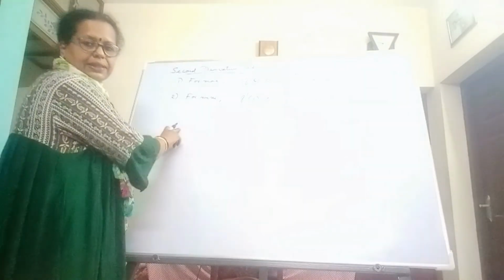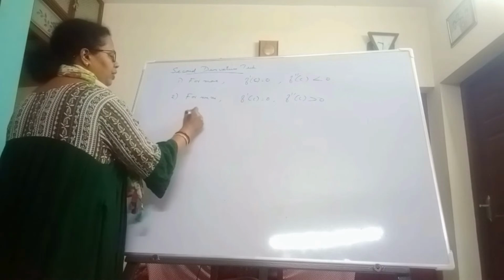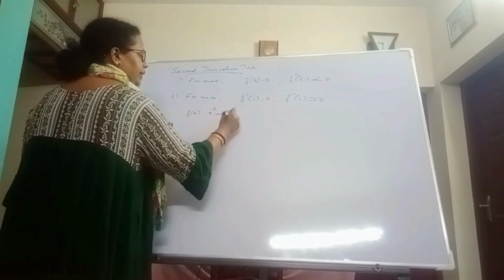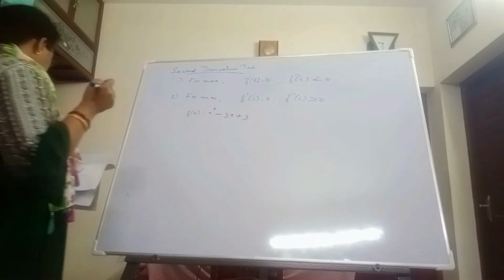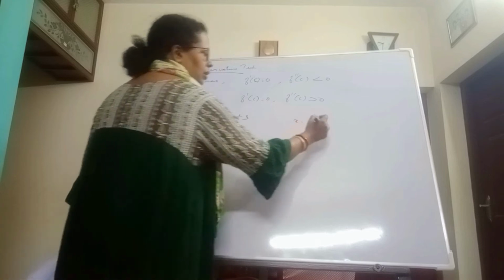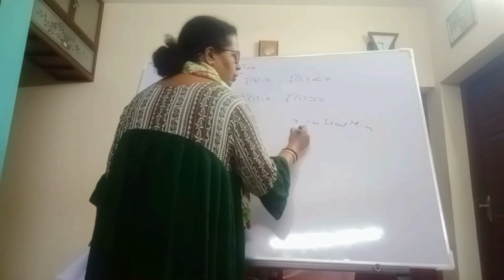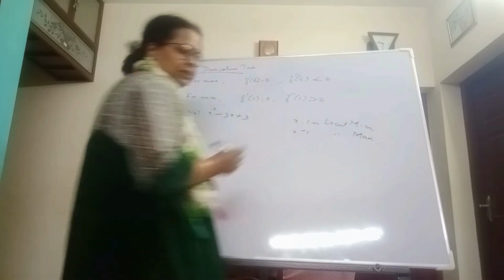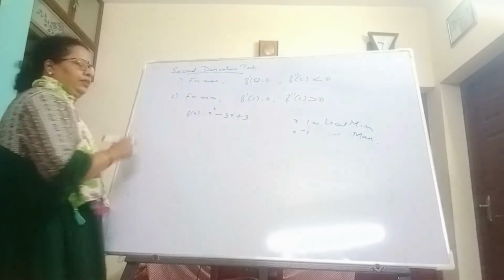Let us check the second derivative test with the last question we did. What was it? f of x equal to x cube minus 3x plus 3. And what conclusion did we get? x equal to 1 is a local minima and x equal to negative 1 is local maxima. This was the result we got on the last problem. Let us do the same problem with the second derivative test.